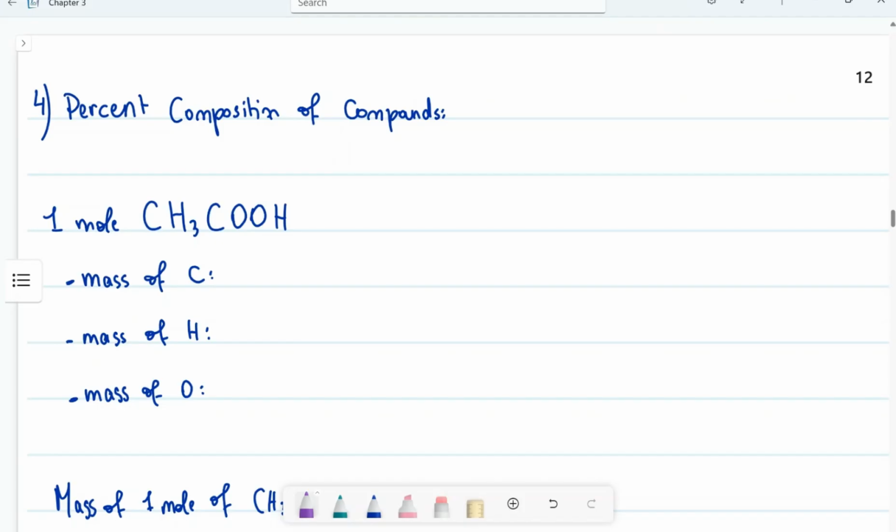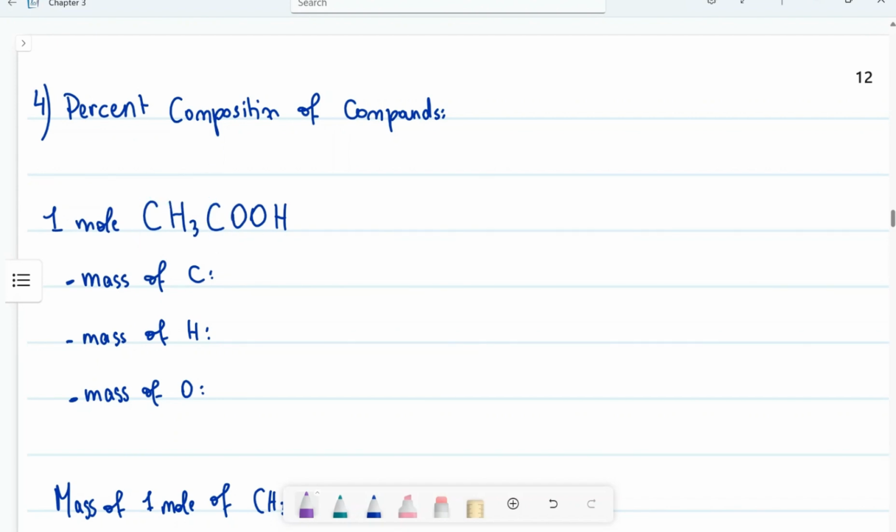We will now learn about the percent composition of compounds. So we will learn this through an example. Let's say we have 1 mole of CH3COOH. We would like to find the mass of carbon. So how many carbons do we have? This is the first one, this is the second one.